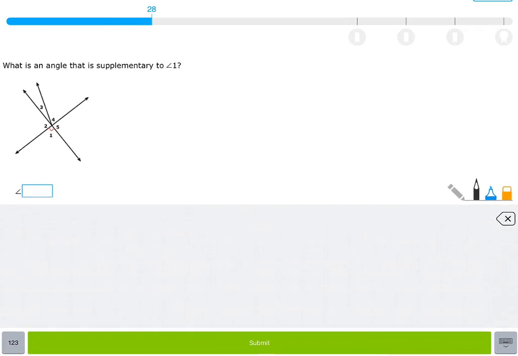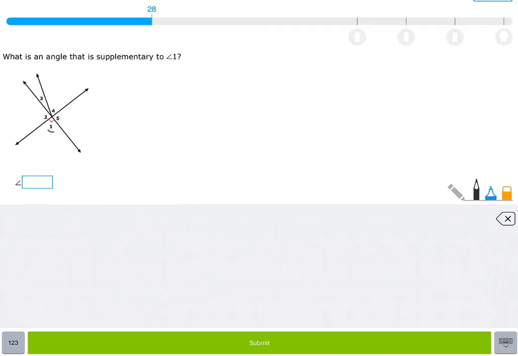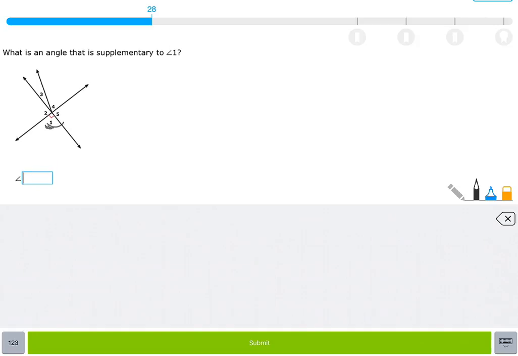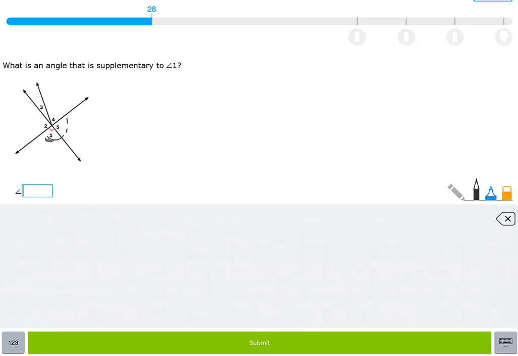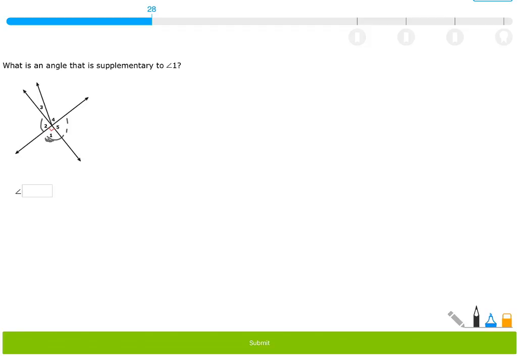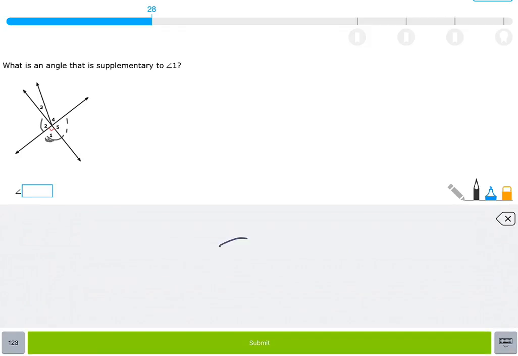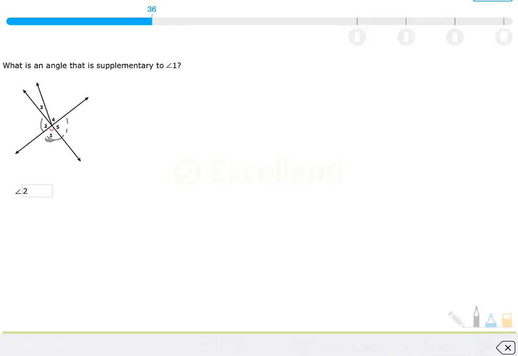So what is an angle that is supplementary to angle 1? So here's angle 1. Oh, it's having a hard time drawing. So angle 1 right here, supplementary, so that would be right here. These make a linear pair. Oh, can't do it. So angle 5 is one. Angle 2 is another one. Because they know there's 2 answers, so they'd take 2 or 5 here.